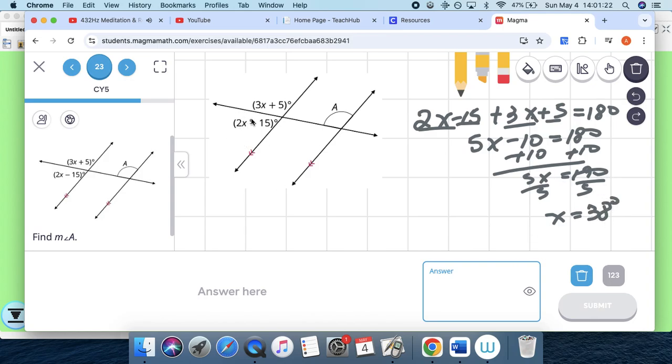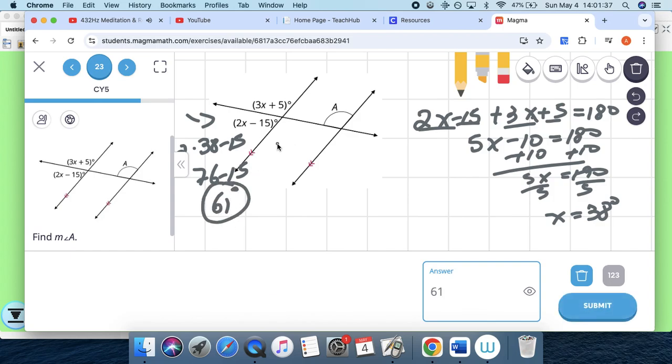So I'm going to actually plug it in here, this one. So 2 times 38 minus 15, it's 76 minus 15. 76 minus 15 makes it 61 degrees. So if that angle is 61, actually I should have done the other side. The other one here is going to be 119, but I'm just going to verify, so we're going to go 3 times 38 plus 5. We get 119, and if this is 119, angle A is also 119 because they're corresponding.